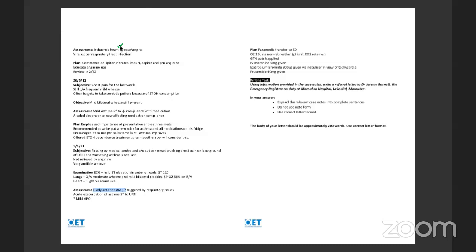So hence we can write it over here. It's an important piece of information that we have got confirmed on this visit, so we need to mention it over here. Due to this confirmed diagnosis, the patient was commenced on Lipitor, nitrates, aspirin, and PRN adenine.